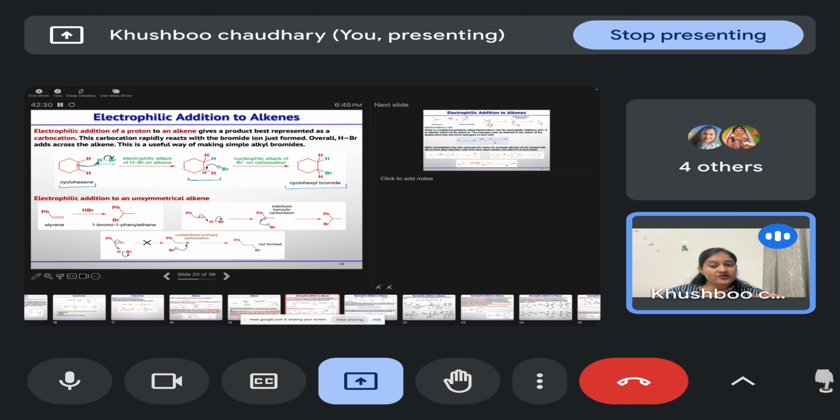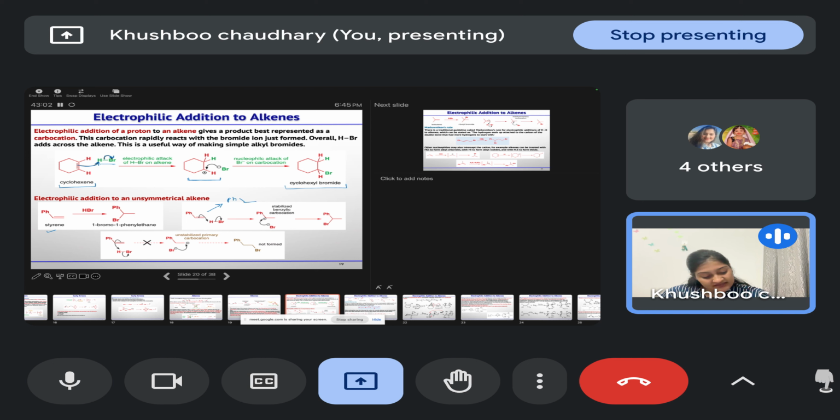But if the electrophilic addition reaction takes place with an unsymmetrical alkene, how will the outcomes change? Let us discuss that. In the case of styrene, if we are treating it with HBr, what are the two possibilities that we have to see first? The alkene will react with hydrogen. So hydrogen can attach to the less substituted carbon, or it can attach to the more substituted carbon.